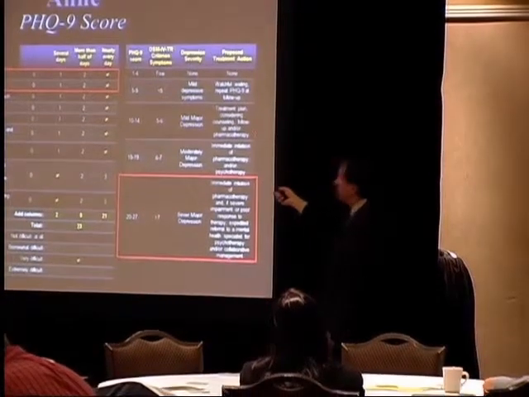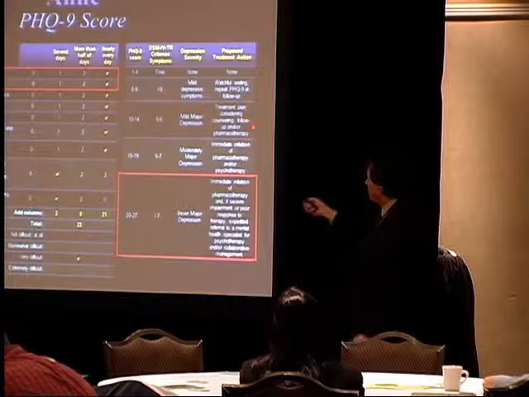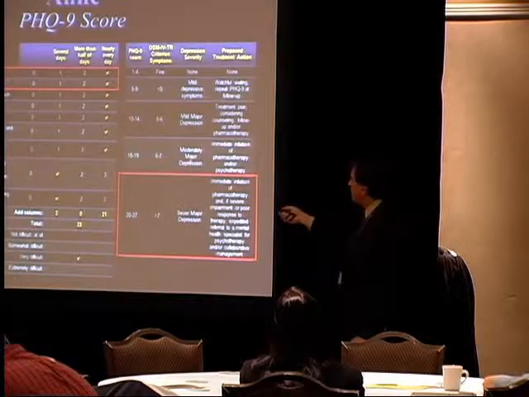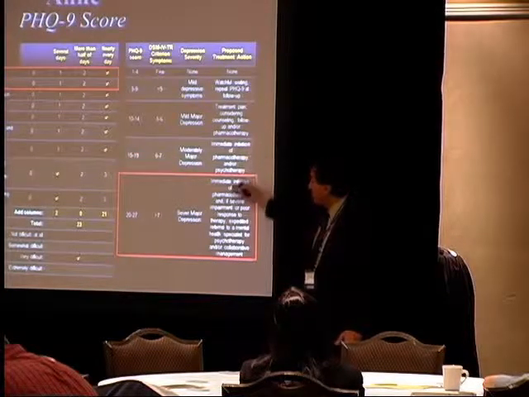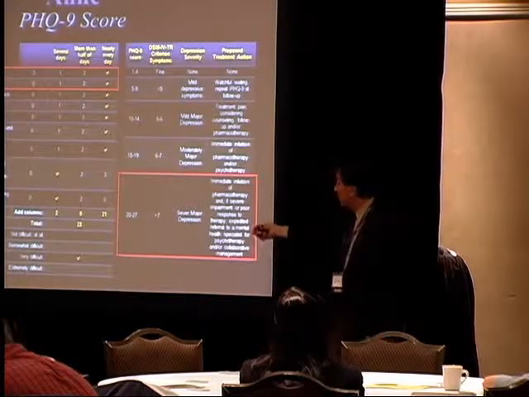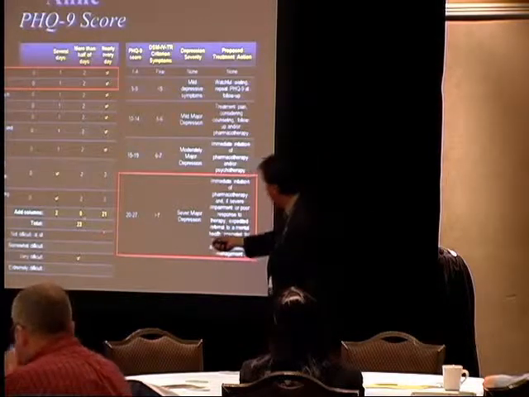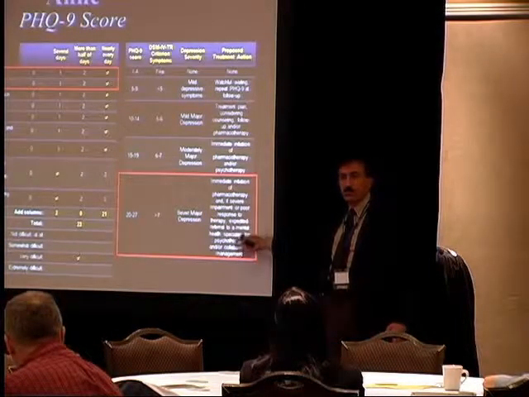The treatment plan would be maybe counseling, maybe medication, maybe a combination of both, but there is a lot that can be done here. 15 to 19, moderately major depression, and in this case you would have a lot more intervention. And finally, Ann's score adds up to 23. So this is severe major depression, and we want to do the full court press on her.